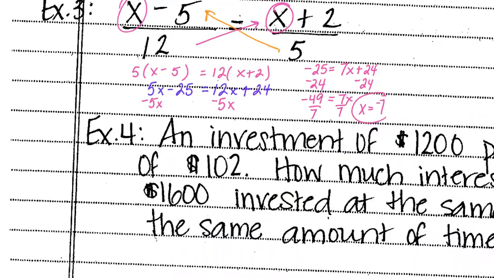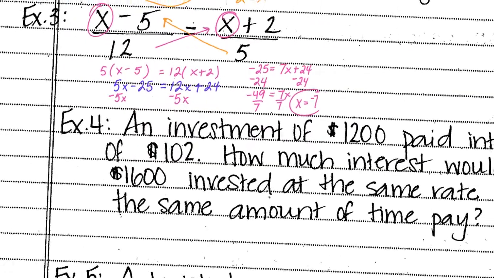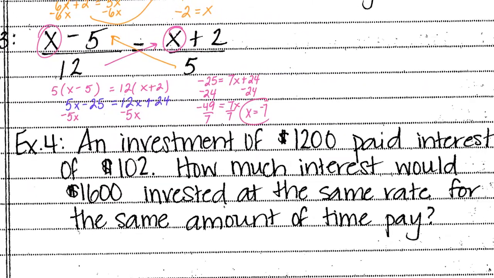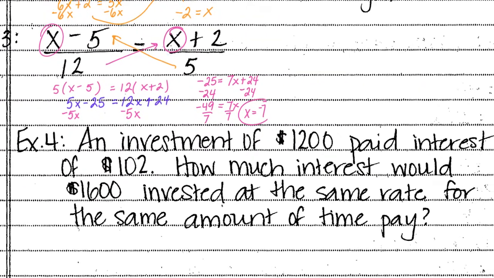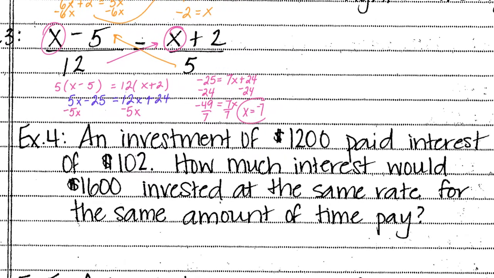And let's get going to this word problem. Word problems always catch us, so let's try not to let them. An investment of $1,200 paid interest of $102. So I know that $1,200 made interest of $102, and they're asking us how much interest would $1,600 invested at the same rate for the same amount of time pay.